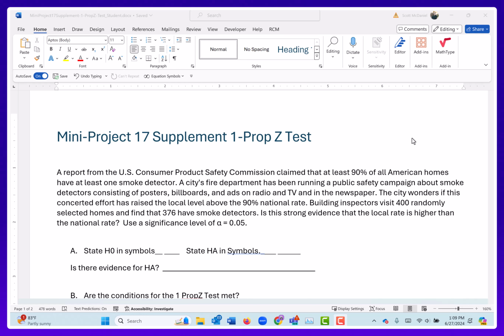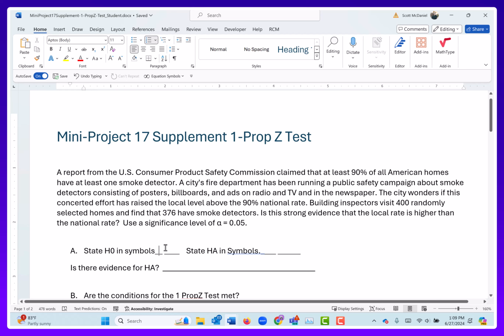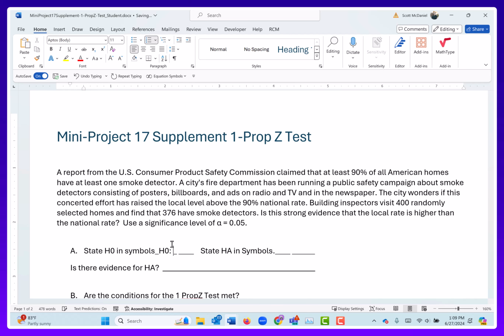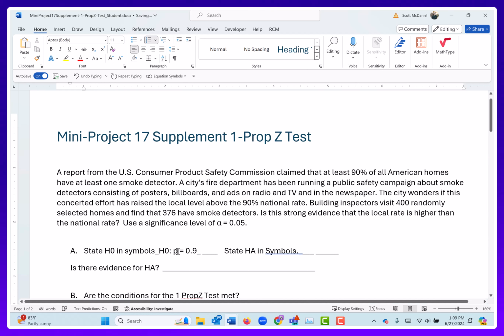We're going to use a significance level of 0.05, and if ever a significance level is not given, we just assume it's 0.05. So let's go ahead and state H0 and HA in symbols. So H0 is going to be, we're going to make sure you can choose the right symbol. So H0 would be p, the population proportion, equals 0.9. So the H0 is always equals every single time.